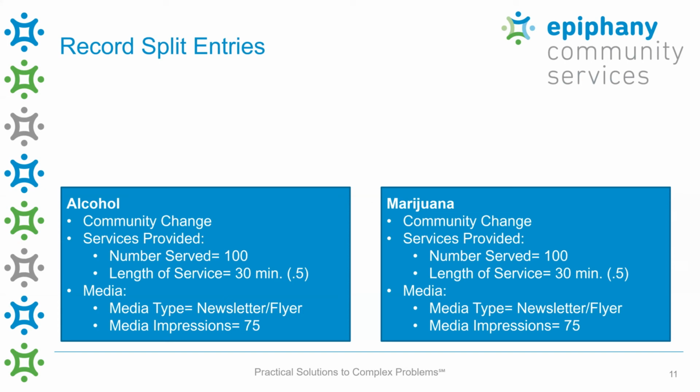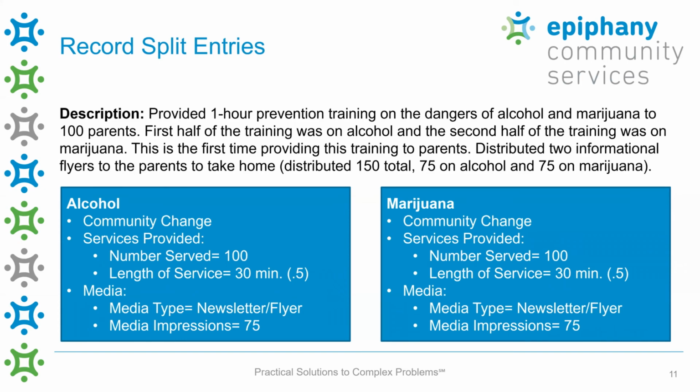That's the easiest way to do it based on how Reach currently functions. So what I would do is I'd put in my description, my date, select my 3 output types, community change, service provided, and media. I would make sure that this is half of what I am entering. So if I'm entering my alcohol work first, we're going to go ahead and under services provided, put our number served as 100, because that stays the same. No matter what, we were always serving 100 people.